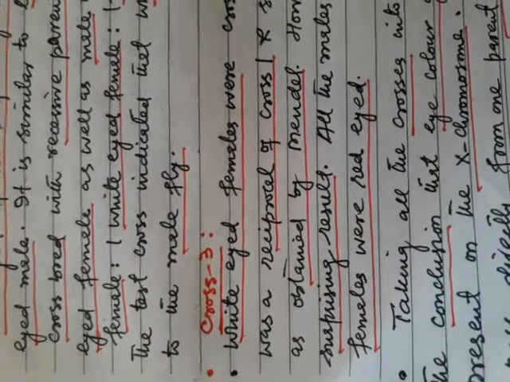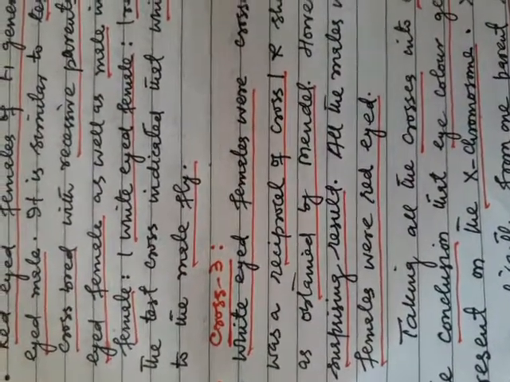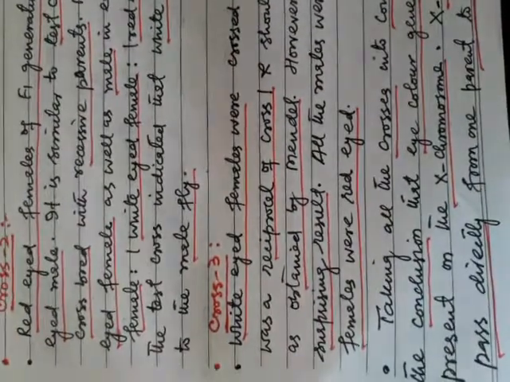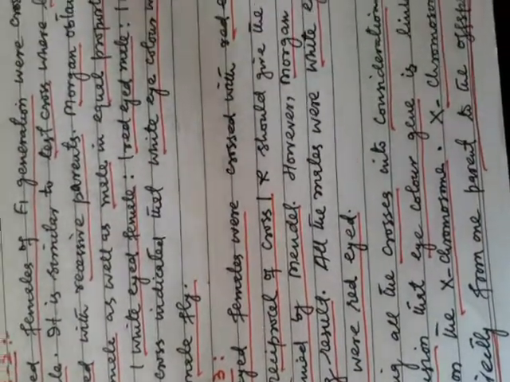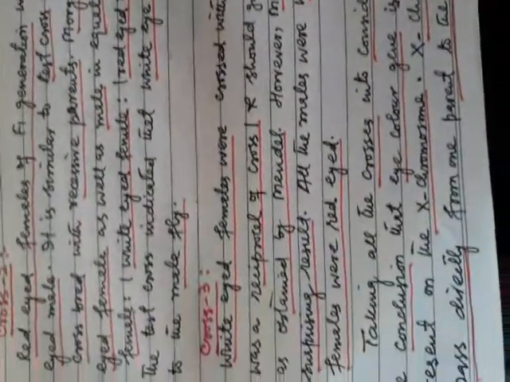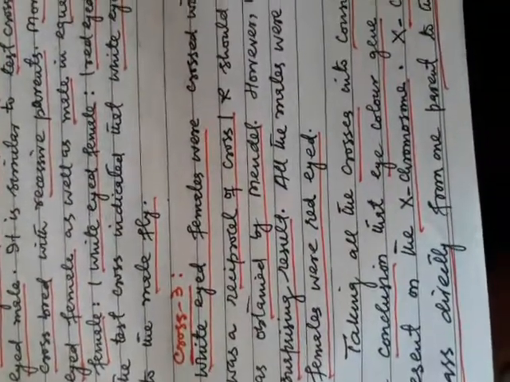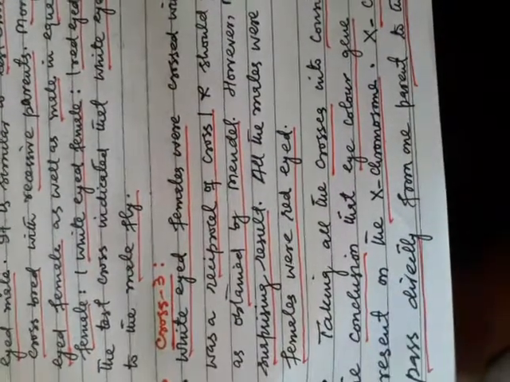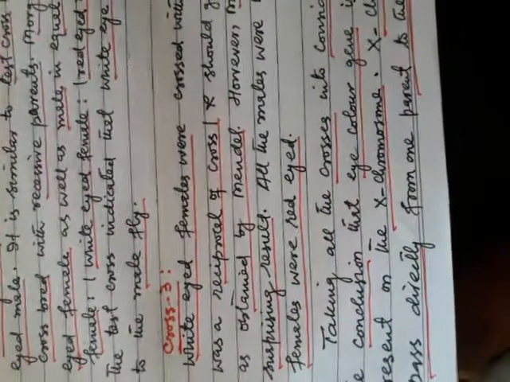Now the cross 3 of Morgan. In cross 3, white eyed females were crossed with red eyed males. It was a reciprocal of cross 1 and should give a similar result as obtained by Mendel. However, Morgan obtained a surprising result. All the males were white eyed, while all the females were red eyed.